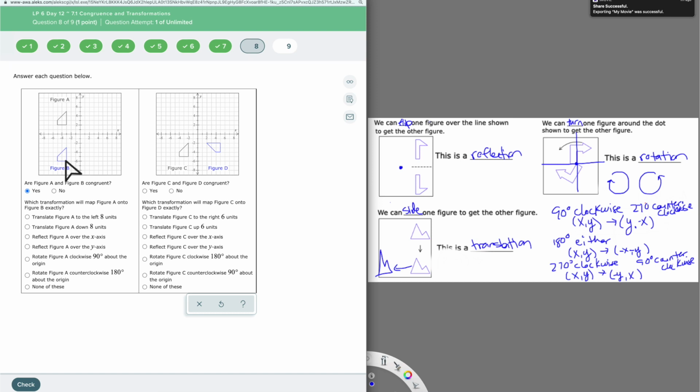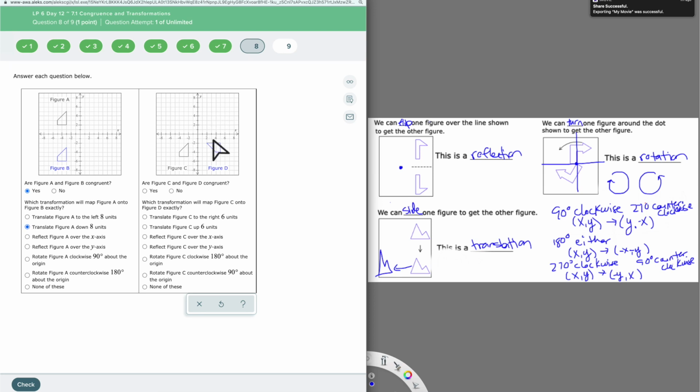So let's find the one that tells us that we're translating, we're sliding 8 units down. So I have translate and translate. So it's going to be one of those first two. The rest of these don't work because it's reflection or rotation. So I'm translating the figure 8 units left. Well, that is -8, but that's -8 units right or left. I don't want to do that. So I want to go down 8 units.